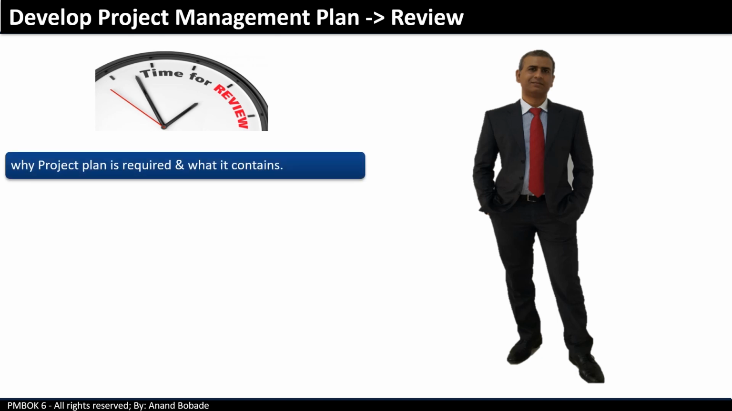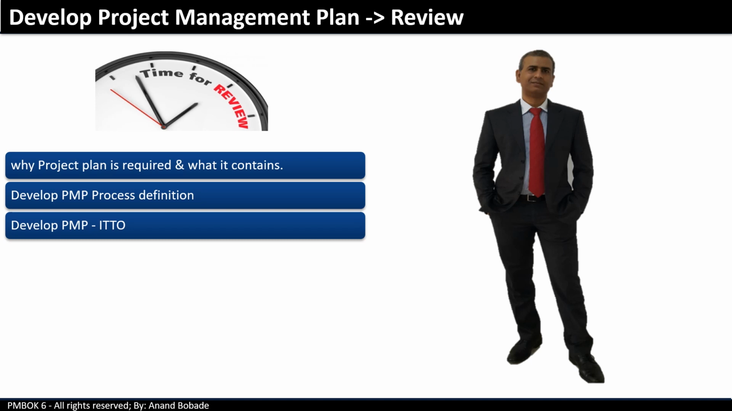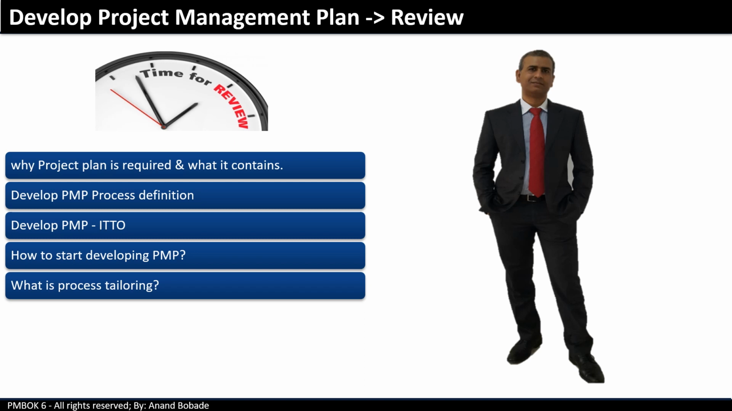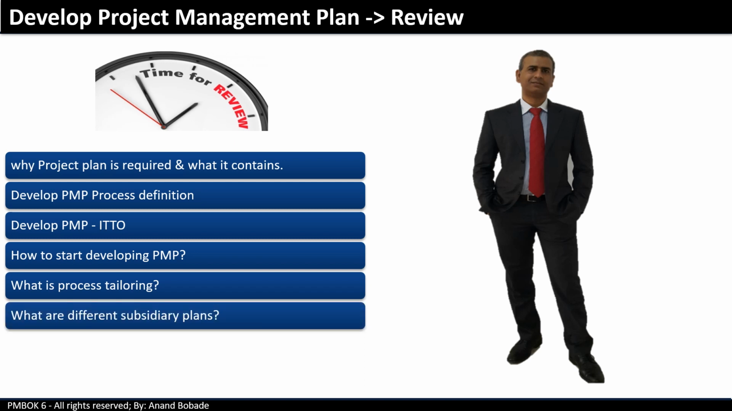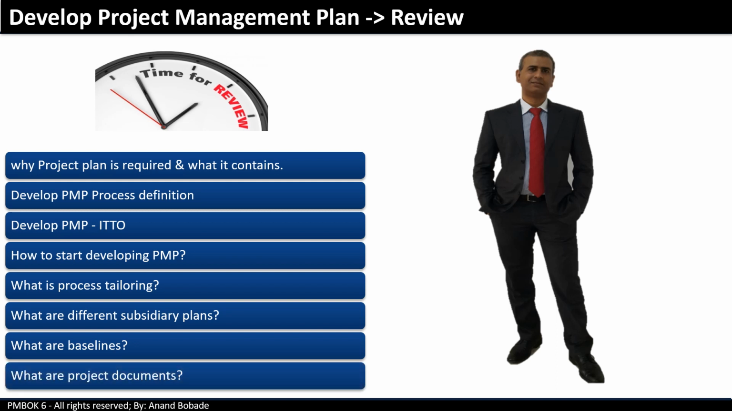What did we learn in this process? We started with why the project management plan is required and what it contains. Then we went through the process definition. We talked about inputs, tools, techniques, and outputs, which are similar to the project charter. Then we saw an example illustrating how to develop the project management plan and how to integrate subsidiary plans and baselines inside it. We also talked about process tailoring. We went through the list of subsidiary plans and what they mean. We talked about the three baselines. We also talked about project documents.